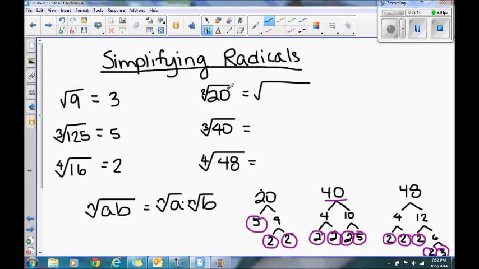Next thing I'm going to do is rewrite 20 as 5 times 2 times 2, but I'm going to use exponents. I'm going to call that 2 squared times 5. I'm going to call 40 2 cubed times 5, and I'm going to call 48 2 to the 4th power times 3. A little variety in that example.